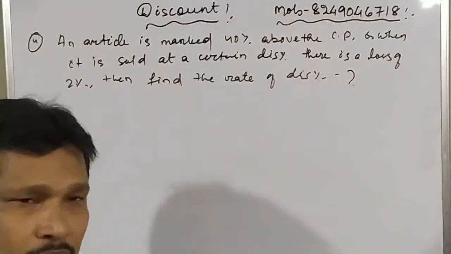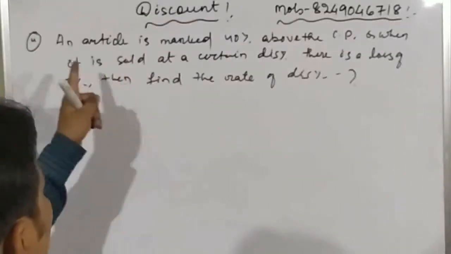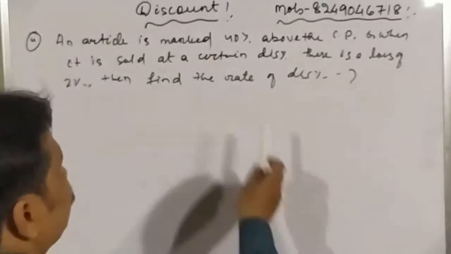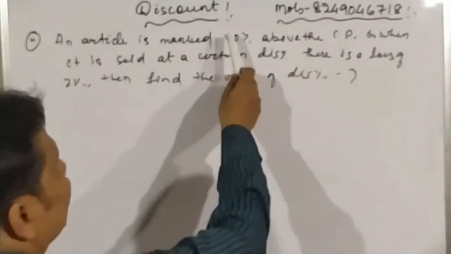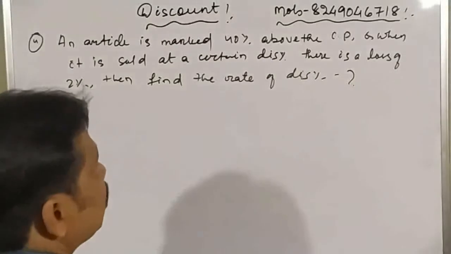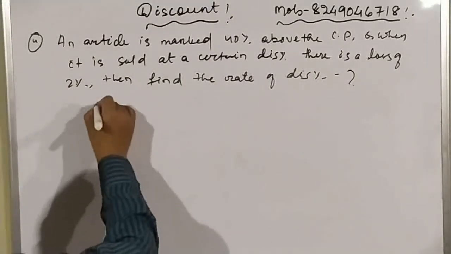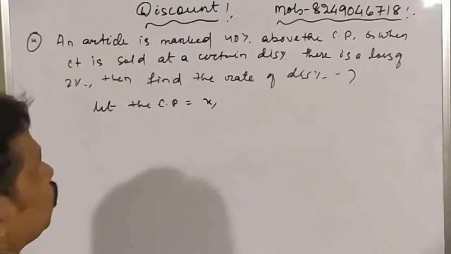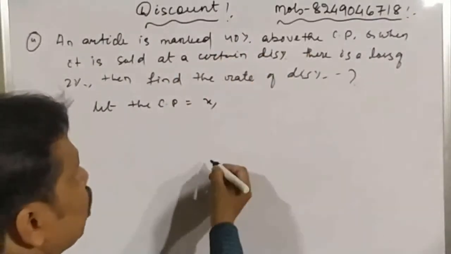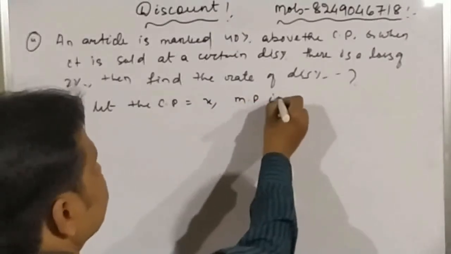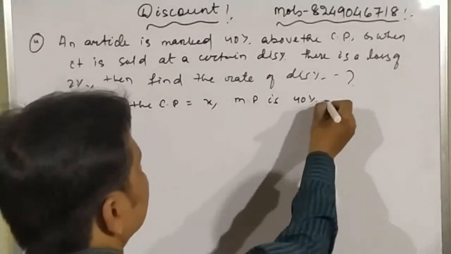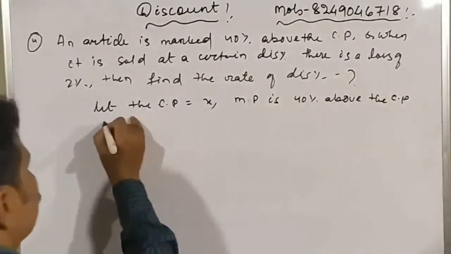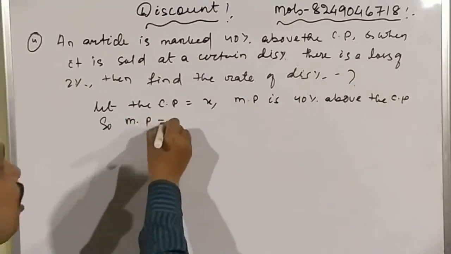and the selling price is also not given. But we have to take that an article is marked 40% above the cost price. So here the mark price is expressed in terms of the cost price. So first of all, let the cost price be x. Here the mark price is 40% above the cost price. So mark price equals how much?